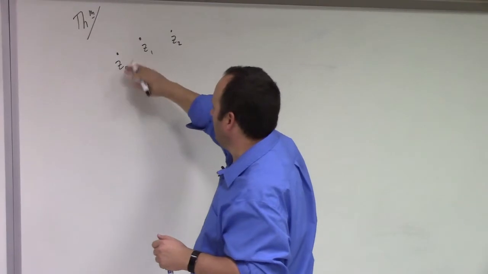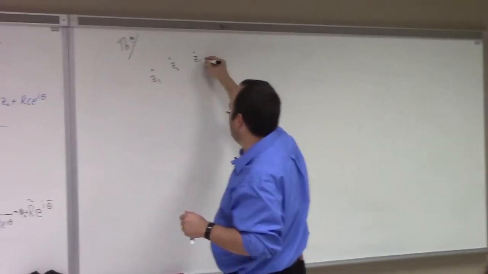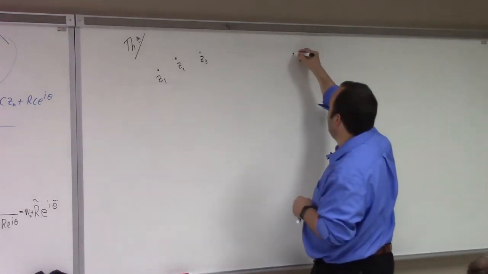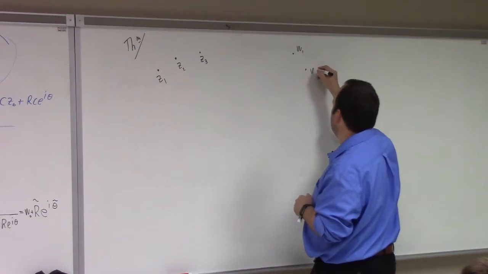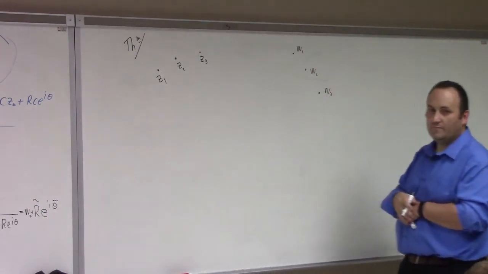Or we could say 1, 2, 3. I mean, whatever. Why do I have to start counting at 0? What's wrong with me? And I give you 3 points that you're mapping to, W1, W2, W3. All right?